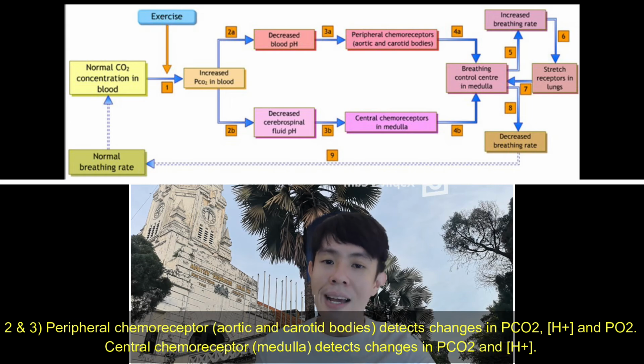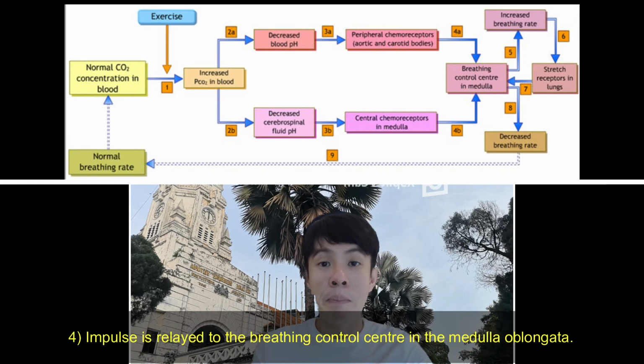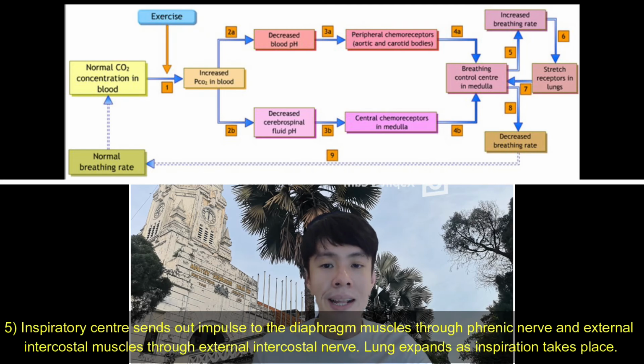B. Central chemoreceptor or medulla detects changes in partial pressure of carbon dioxide and H plus concentration. Impulse is relayed to the breathing control center in the medulla oblongata. Inspiratory center sends out impulse to the diaphragm muscle through the phrenic nerve and external intercostal muscle through the external intercostal nerve.